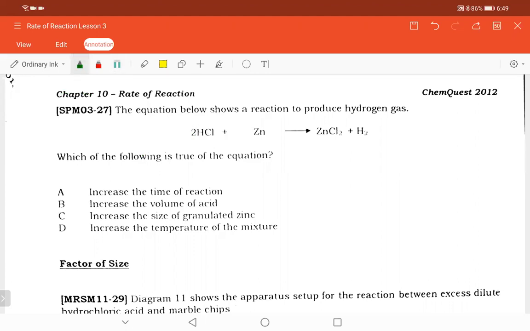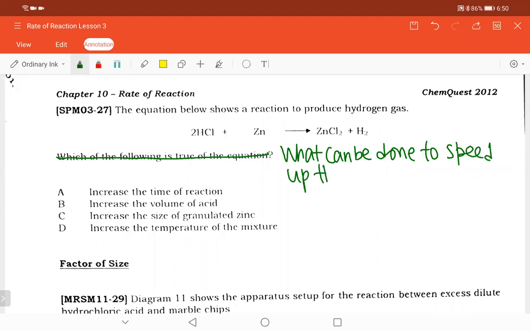The equation shows a reaction to produce hydrogen gas. So we want to produce hydrogen gas. That's why you can see H2, hydrogen gas, is produced. The question asks which of the following is true about the equation, but this question is wrong already. So I want you to cut the entire question and change it. What can be done to speed up the chemical reaction? So I want you to modify the question.